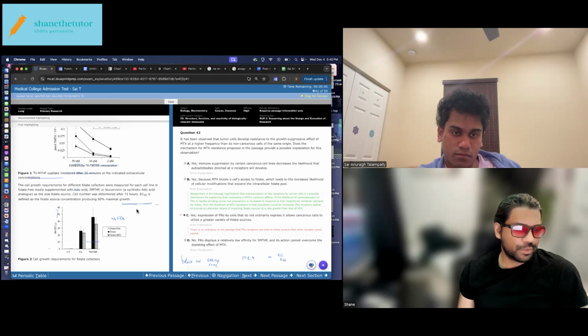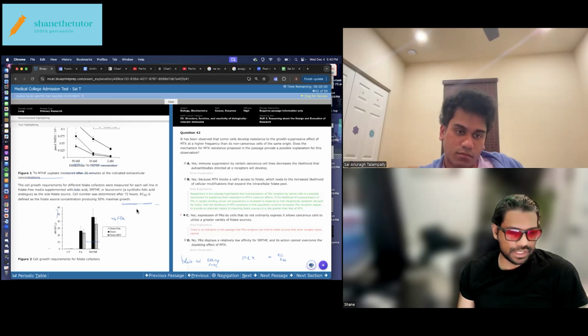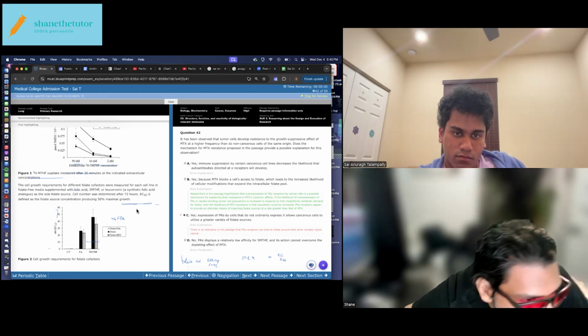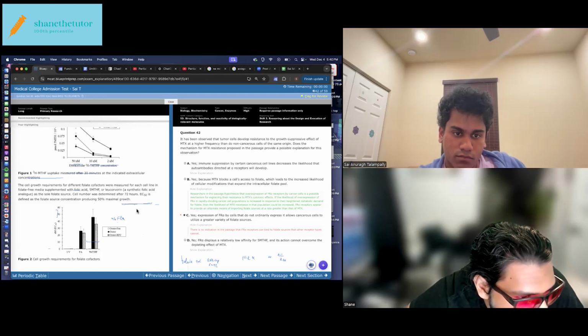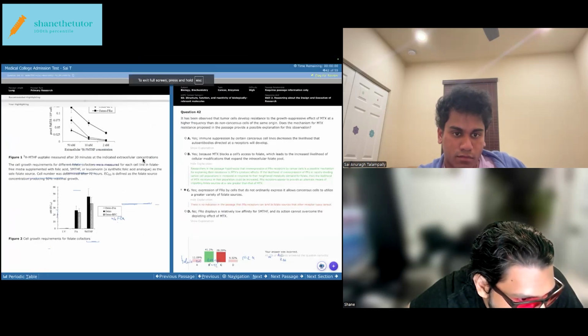Okay. Cell number was determined after 72 hours. EC50 is defined as the folate source concentration producing 50% maximum growth. So we have the LV condition, which is the leucovorin thing, a synthetic analog. Yeah, I think so. Okay. And then FA is the folic acid. Got it.